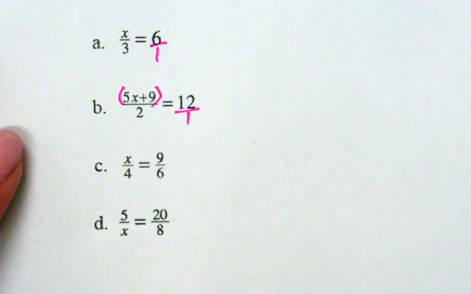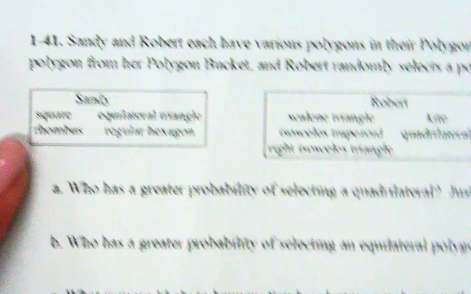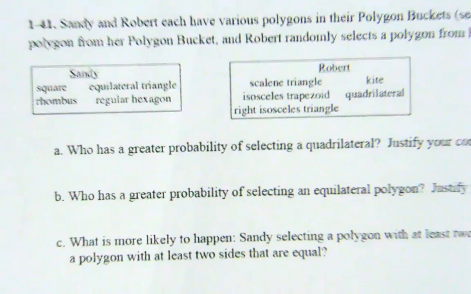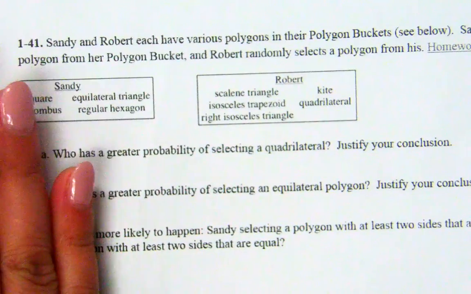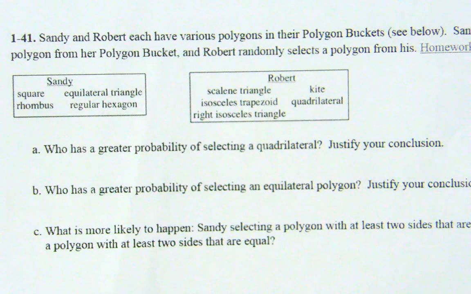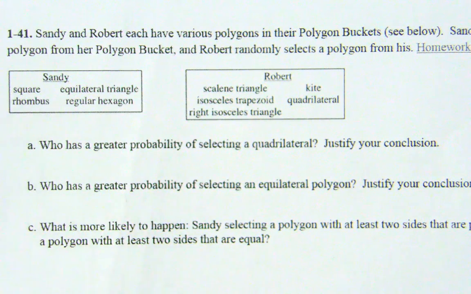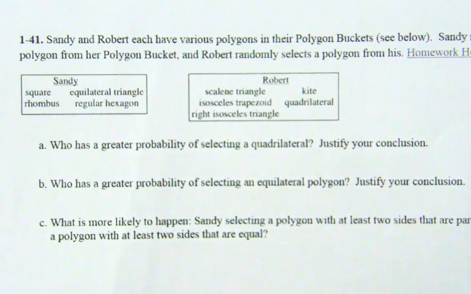Okay, and then number 41, which is what I really wanted to get to. It's kind of a different problem, but it's doable. It says Sandy and Robert each have various polygons in their bucket. See below. So Sandy's got 4 polygons.